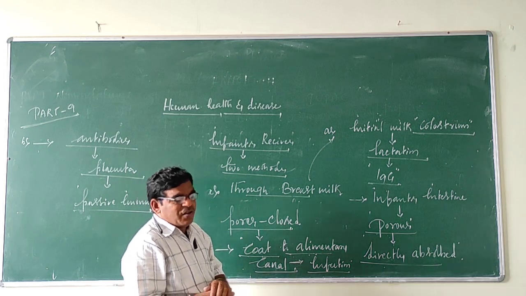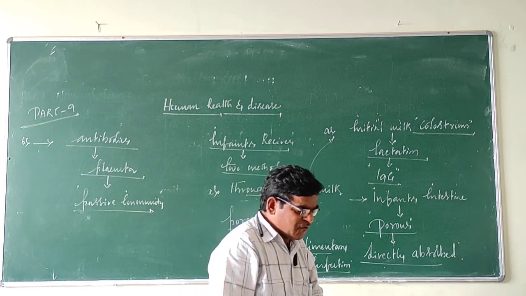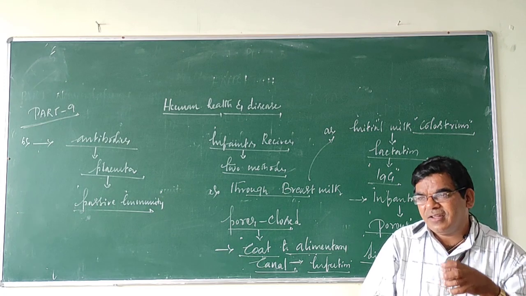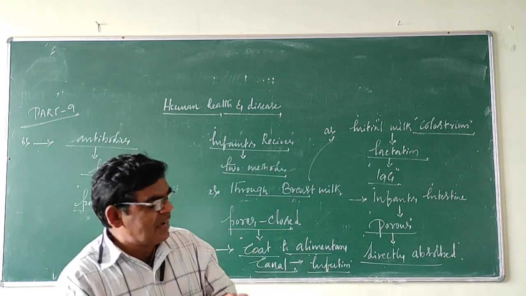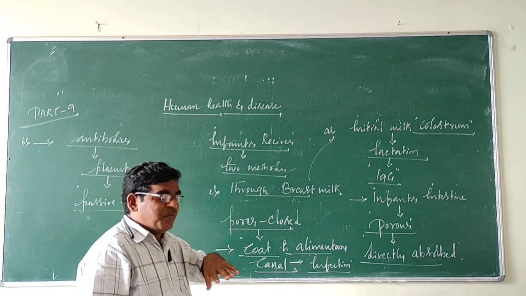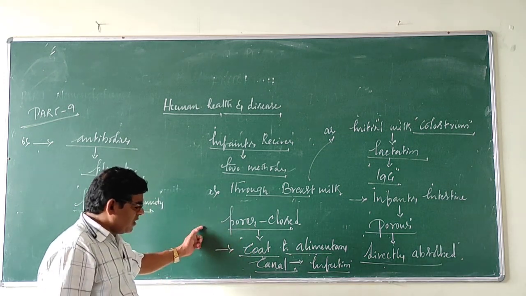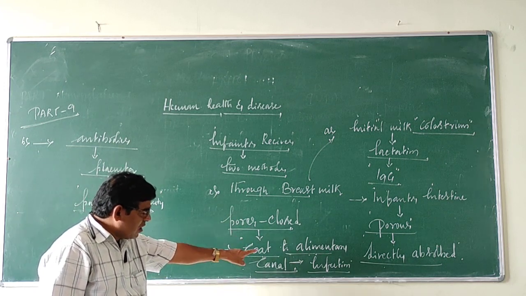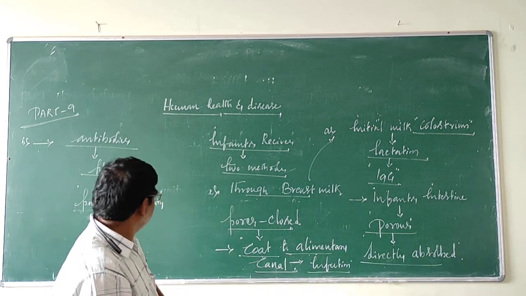So these antibodies are directly absorbed by the infant's intestine because the infant's intestine contains pores. Through these pores, the antibodies are directly absorbed. After the age of 1 year, these pores are closed, and because of this, the antibodies are not absorbed. But after the 1 year age, the antibodies form a coat around the alimentary canal and protect from infection.